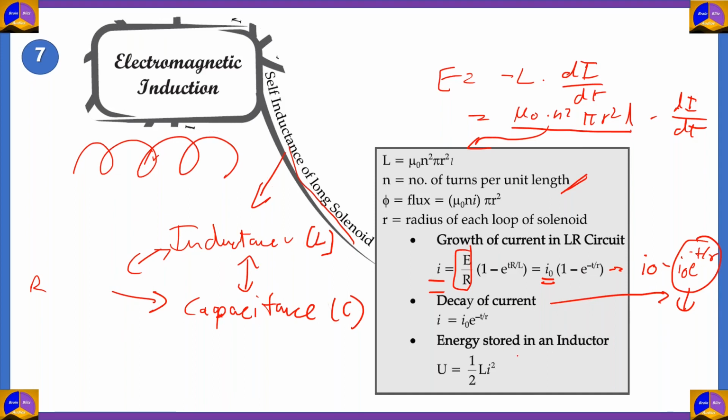And when it comes to energy stored in an inductor, again, inductance is very closely related to capacitance. So U is equal to half C V square is a formula which is used in the second chapter. And by manipulating, we'll get the formula U is equal to half L i square. So L stands for inductance, which is also known as the coefficient of induction, and i stands for the current or the decay of current.